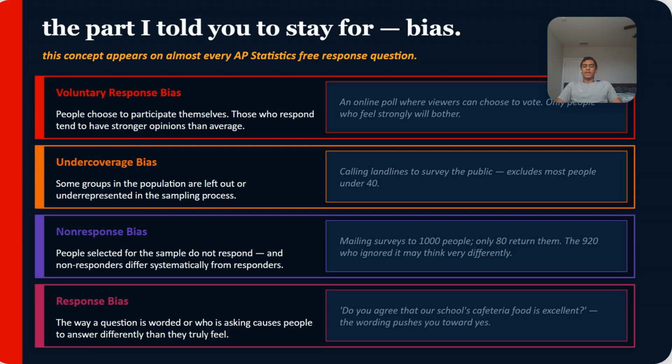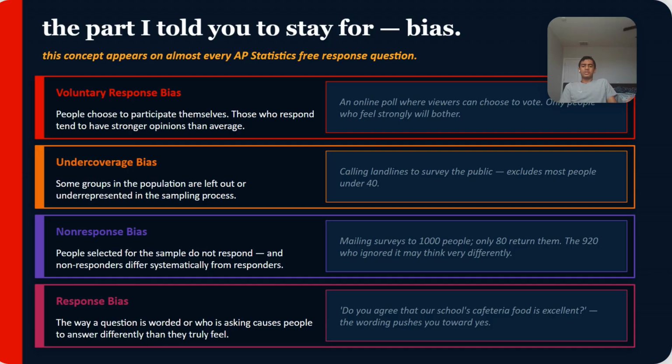Now, under coverage bias, your sampling method structurally excludes certain groups. Calling landlines to survey the public excludes most people under 40, because let's be real, who even has a landline? Now, your results will not reflect that group at all. Non response bias. People selected for the sample do not respond, and non responders tend to differ systematically from responders. If you mail 1,000 surveys and 80 come back, the 920 who ignored it probably think differently.